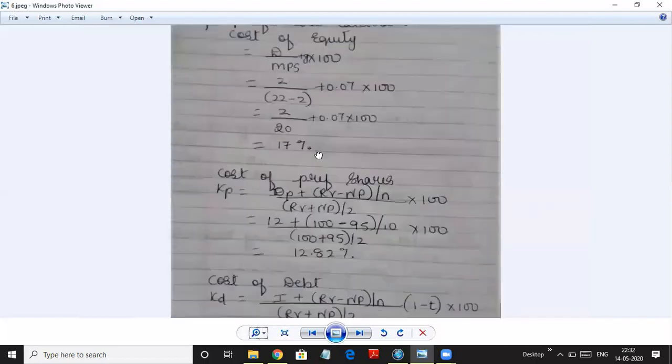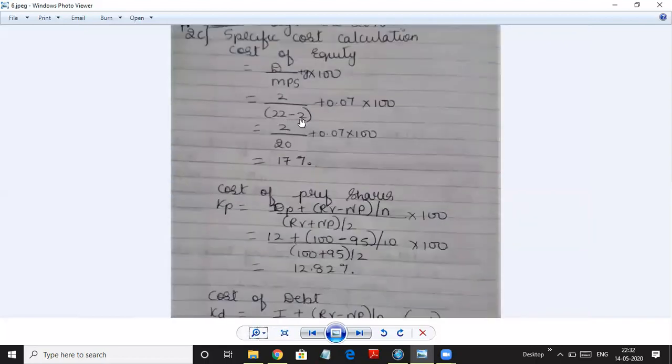When you solve it, you get 17% as cost of equity. I hope you understood how this 20 has come. 2 rupees is the flotation cost. So whatever 22 rupees I receive, from that I subtract 2 rupees flotation cost, and I get 20 rupees as the market price per share.